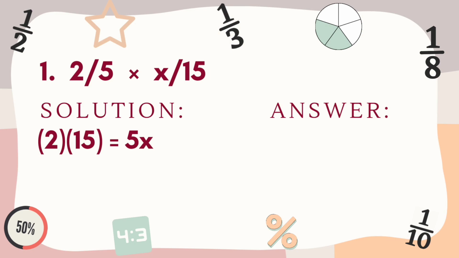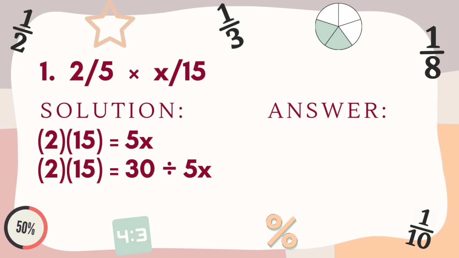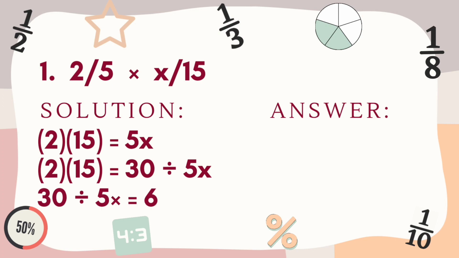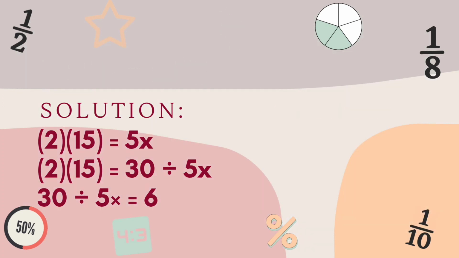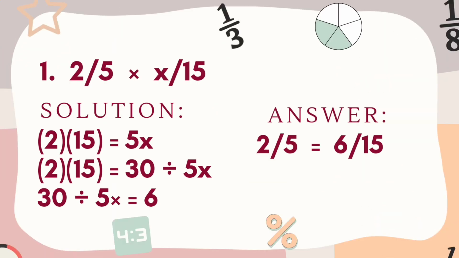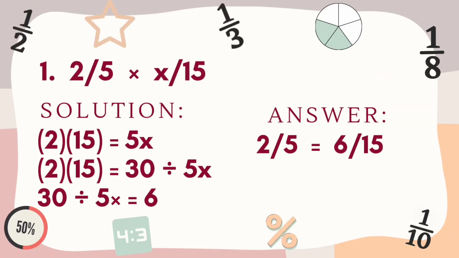For the solution, we will multiply the extremes, which are 2 and 15, equals 5x. 2 multiplied by 15, the answer is 30, and now we will divide it by 5. 30 divided by 5 is equal to 6, so x is 6. So, the answer is 2 over 5 is equal to 6 over 15.